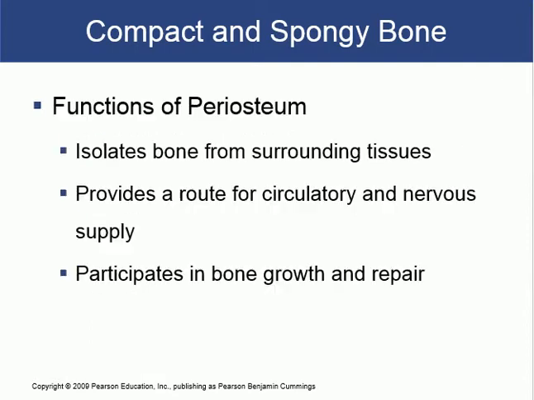So we talked about the periosteum already. The functions of the periosteum: surrounding the bone, isolating the bone, providing a route for circulation and nerve supply, and also helping in growth and repair. What exactly helps repair? The inner layer that contains osteoprogenitor cells.